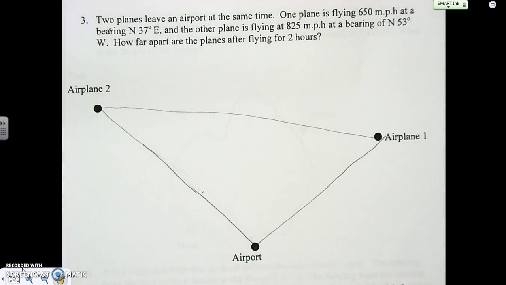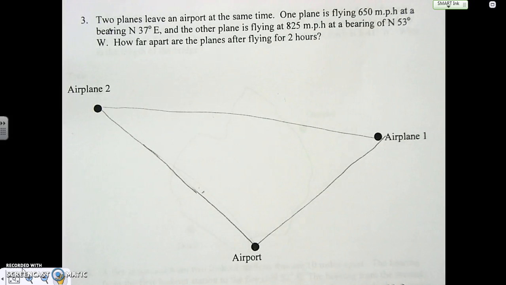All right. So the next part says, and the other plane is flying at 825 miles per hour at a bearing of north 53 degrees west. So in that case, how fast is that going? How many miles is it going in an hour? 825 miles in an hour.